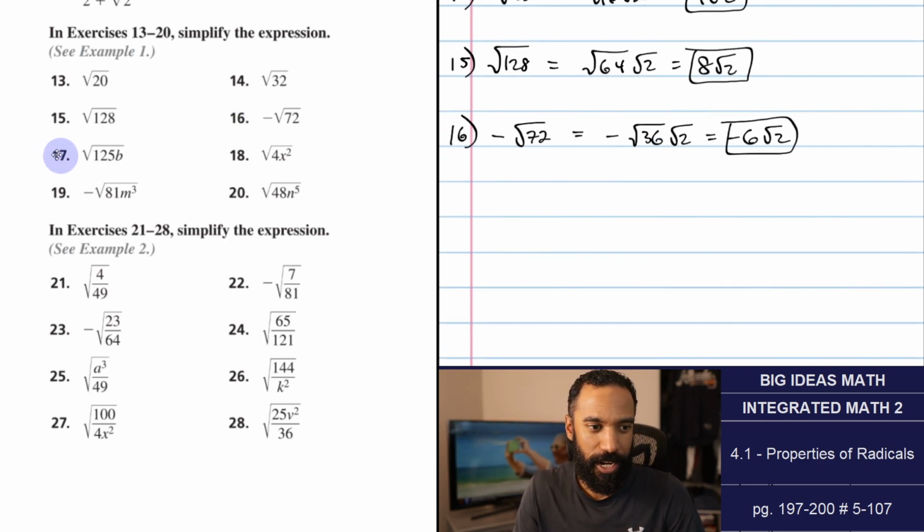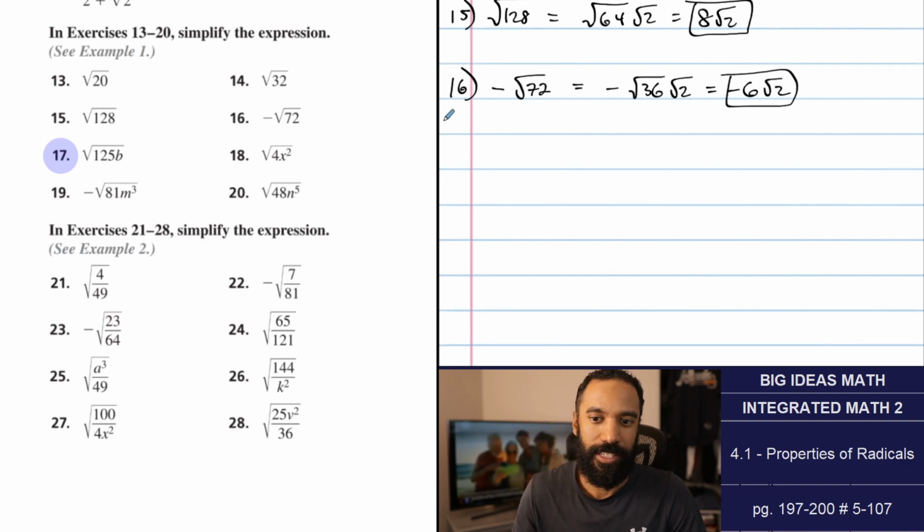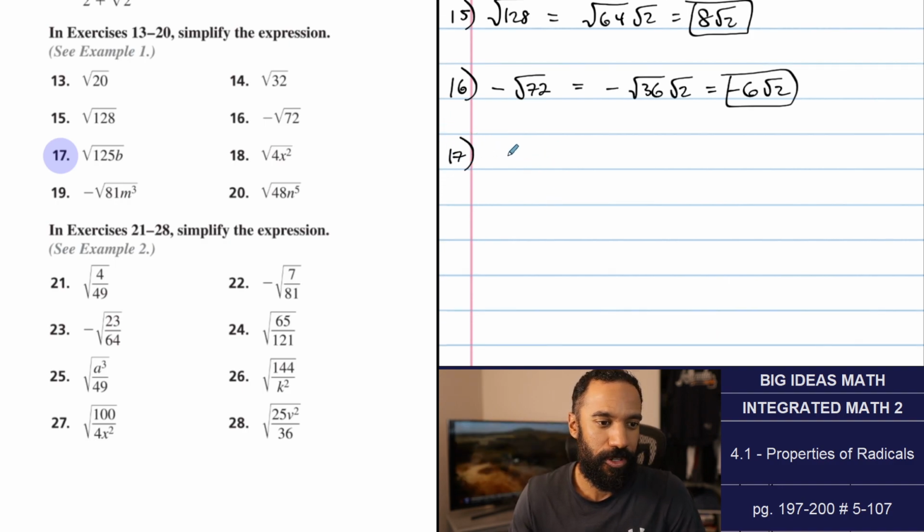I really don't want to be congested anymore. Number 17. I might take a Benadryl timeout once I hit the word problems or something.